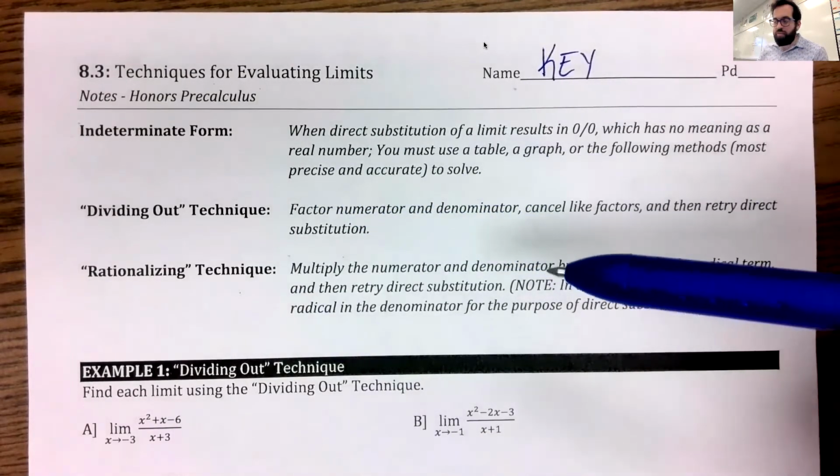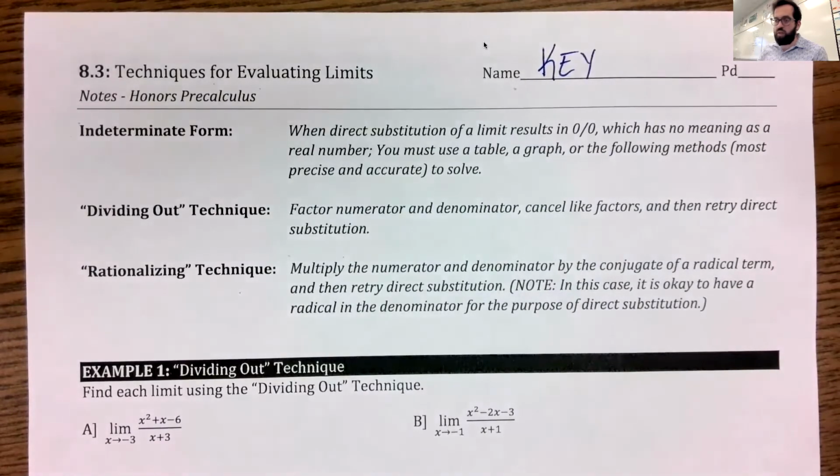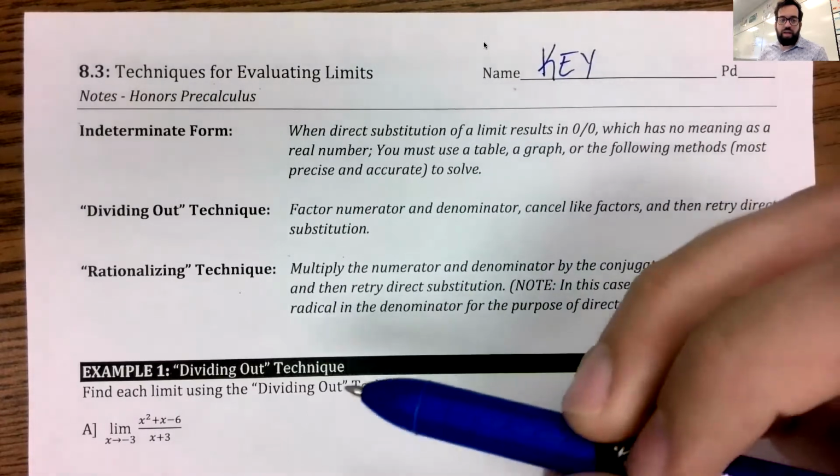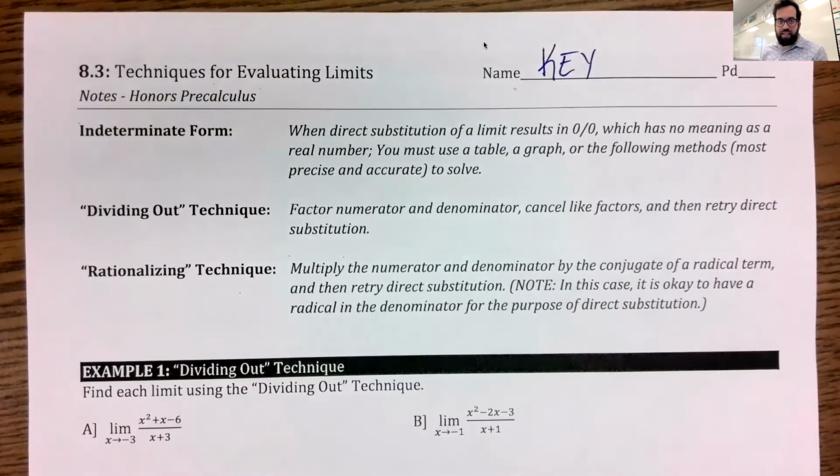A table and a graph, like we learned in the first lesson of this unit, are really approximating limits. Dividing out and rationalizing are going to give you precise, exact answers. So that's what we want. So let's take a look at letter A.